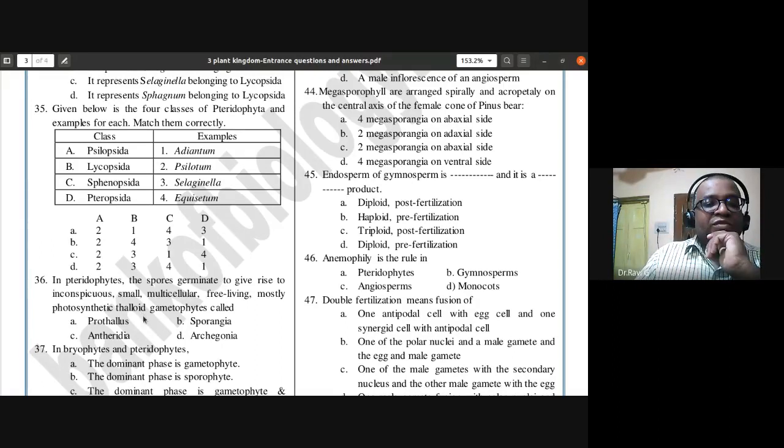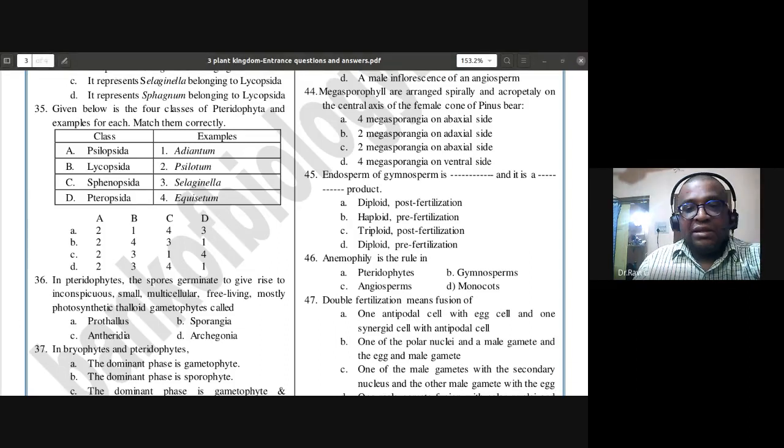In pteridophytes, the spores germinate to give rise to inconspicuous, small, multicellular, free-living, mostly photosynthetic thalloid gametophytes. What are they called? The 36th is A, that is prothallus. So the 36th is A, prothallus.